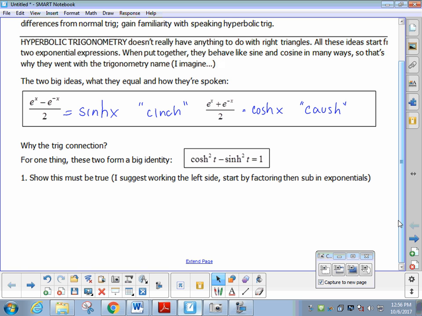How do you start? Start by factoring. It says right there. So cosh minus sinh, cosh minus sinh. Now you're talking. Times cosh plus sinh. There you go. That's what I mean by start by factoring. Now go to exponential.